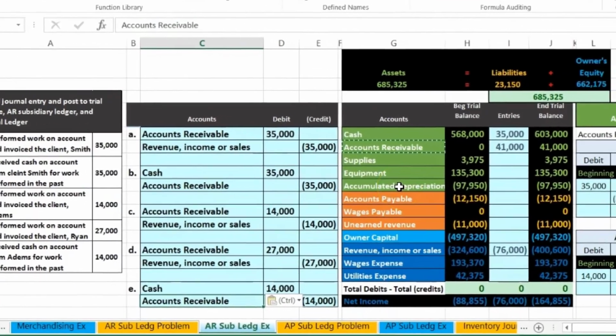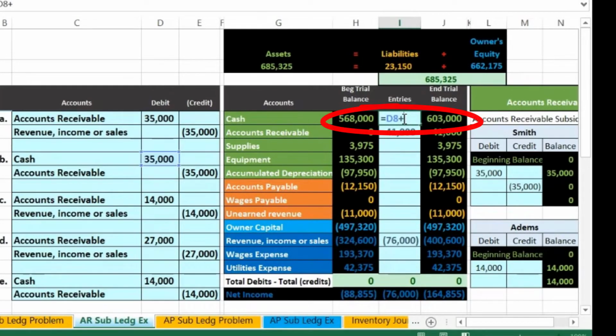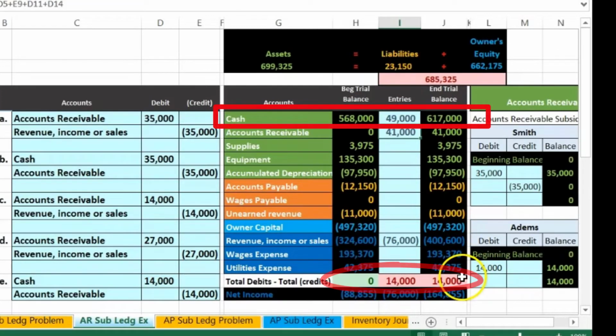Okay, then we're going to post this out. So let's post this out. We're going to post cash. Cash has something in it, so I'm going to double click on it. We're going to go to the end of it and say plus, so I can see what's in there, and I'm going to put this 14 in there as well. What's that going to do? Increase cash, put us out of balance. So there we have that.